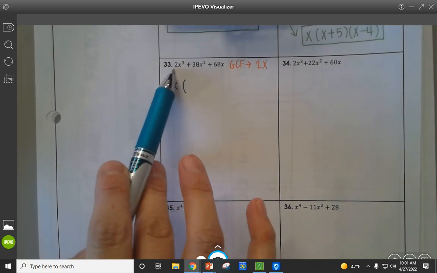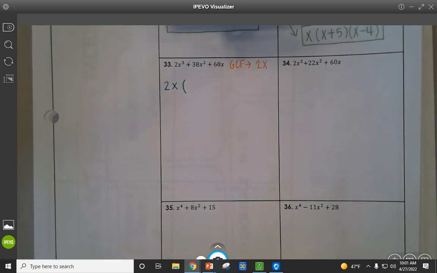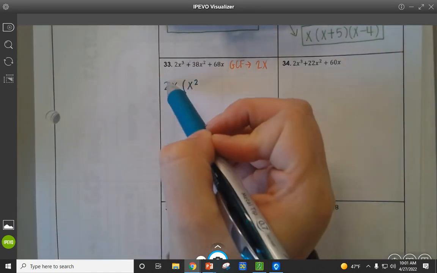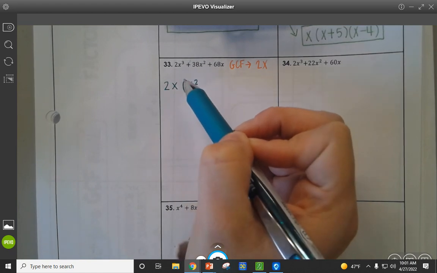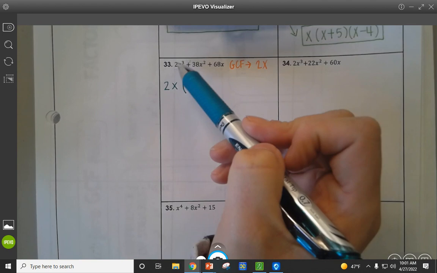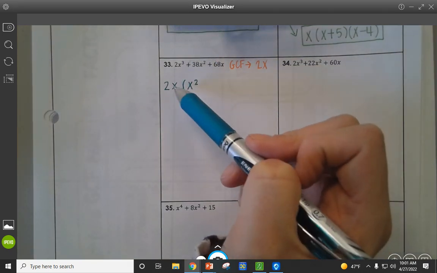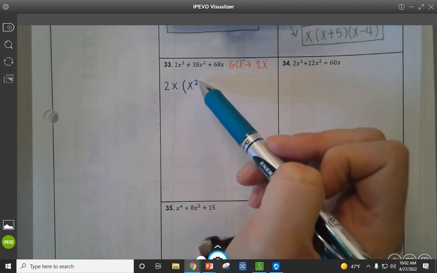When I have 2x cubed and I divide that by 2x, what's left over? X to the second power. 2 divided by 2 is 1, which you don't need to write in front of a variable. And then I had x cubed, so that's 3 of them, and I divided out 1. So I was left with x squared.